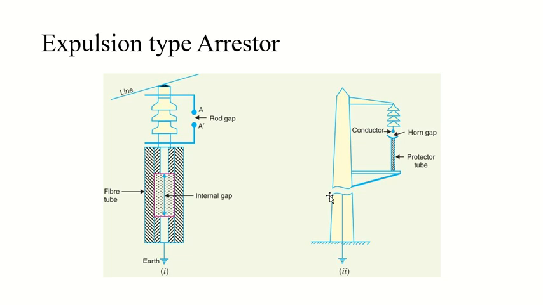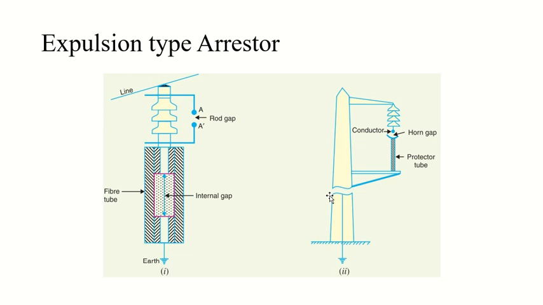First one, they are not very expensive, they are very cheap. Second one, they are an improved form of rod gap arrestors. As you can see, we have two different types of rod gaps, as they block the flow of power frequency follow currents, and they can also be easily installed. You can install them very easily.